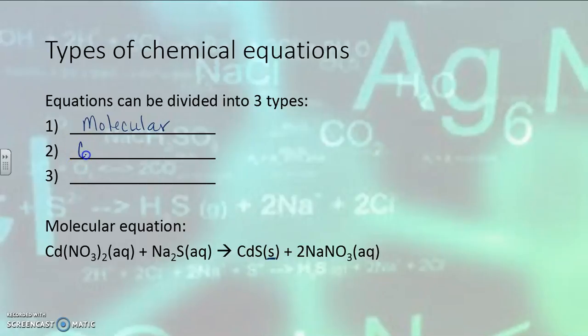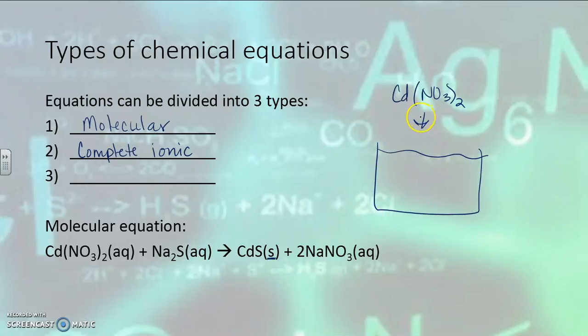Another type that you can write is called a complete ionic equation. Okay? And a complete ionic equation shows everything that is aqueous broken up or dissociated into the ions that make it up. Because when we take a substance, and I've said this before, but I'll talk about it again, when we put it into water and it dissolves, it does not stay as cadmium nitrate. It breaks apart into cadmium ions and nitrate ions. It dissociates, and so you have these ions just floating around in the water.